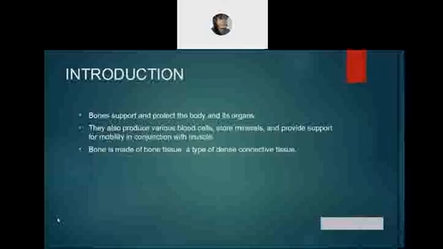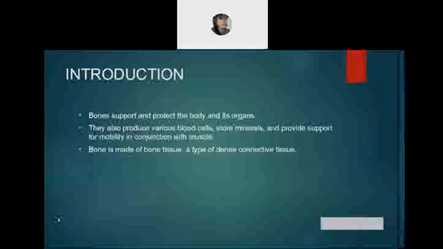And secondly, you see, they also provide various blood cells or minerals and provide support for mobility in conjunction to muscle. Ma'am, your voice was not clear. Voice is not clear. Okay. Yes, ma'am. Second point you see.